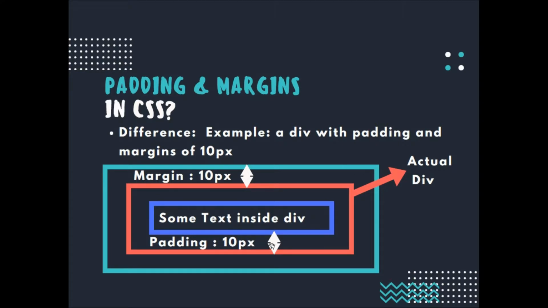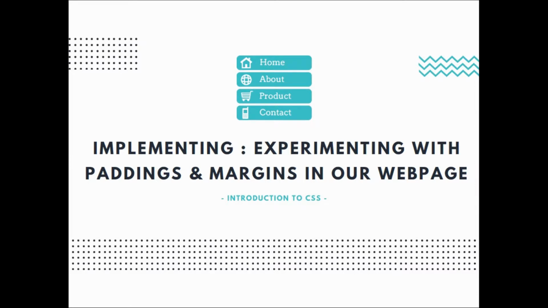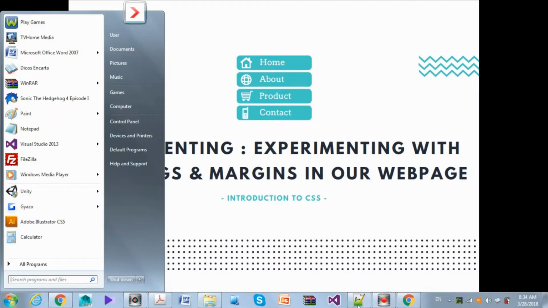What it will do is give us some internal space between the div and the text inside it, whereas the margin, so adding margin of 10 pixels, will add space between the red div and whatever is outside the div. So for internal space we add padding, and for external space we add margin. And we will see more examples in the implementation just right now. Let's go to our Notepad++.